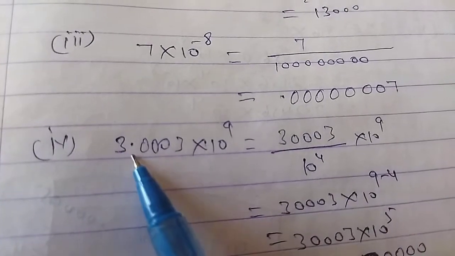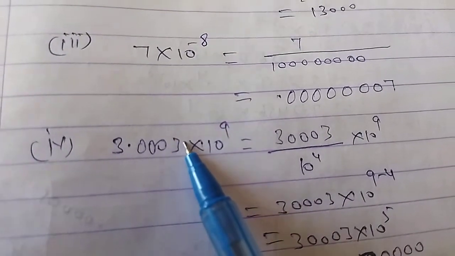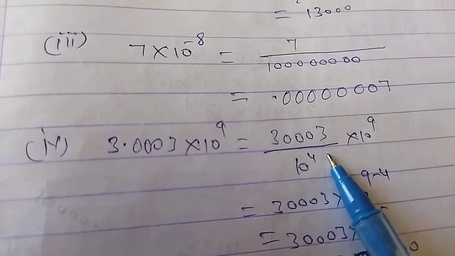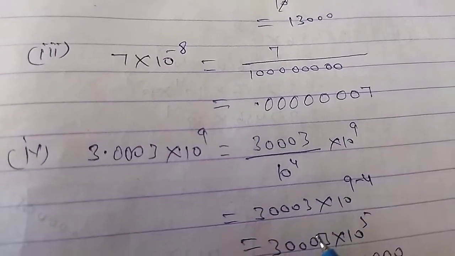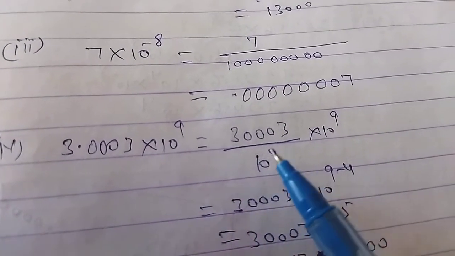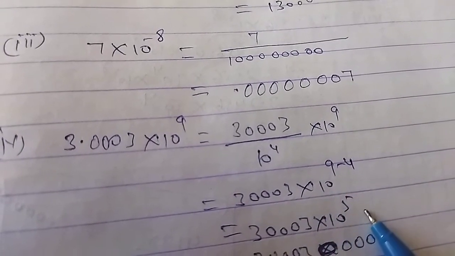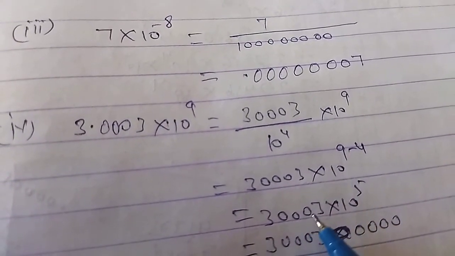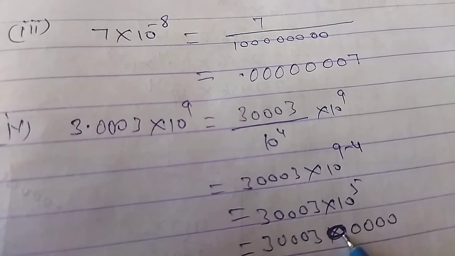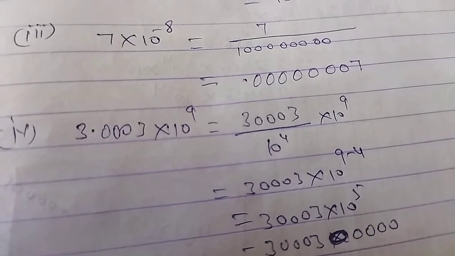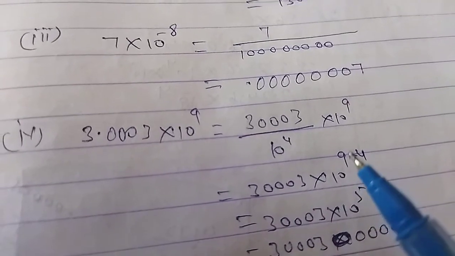Similarly, you can see for this also. Now 1, 2, 3, 4 are there. Put these 4 zeros. 9 already is there. 30003. This 4 you can shift to the numerator, so the exponent becomes 9 minus 4, 5, and then with 30003 you can put how many ending zeros? 5 ending zeros. So these all are the usual forms.